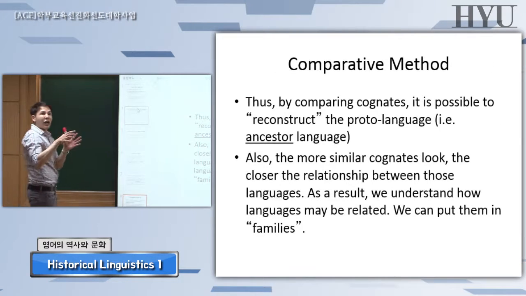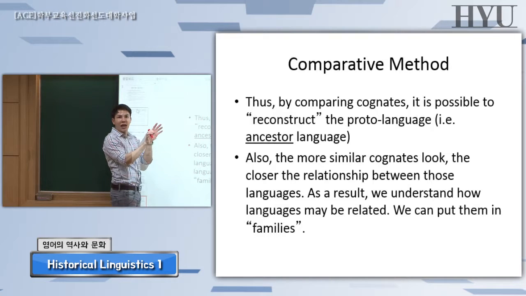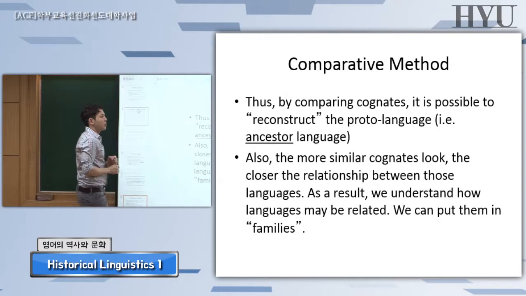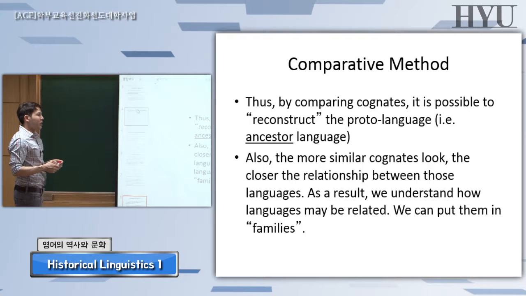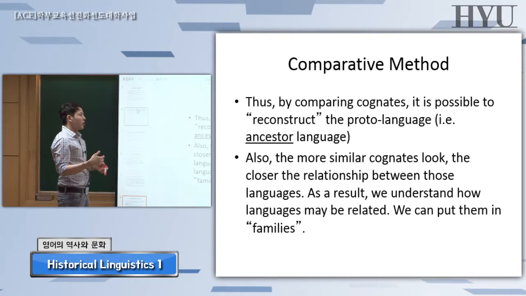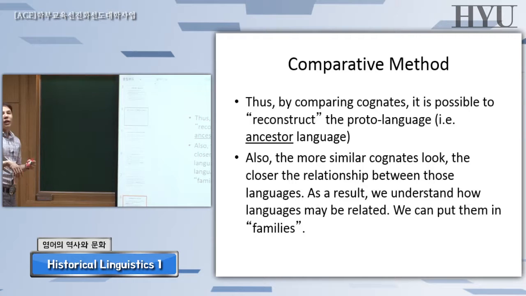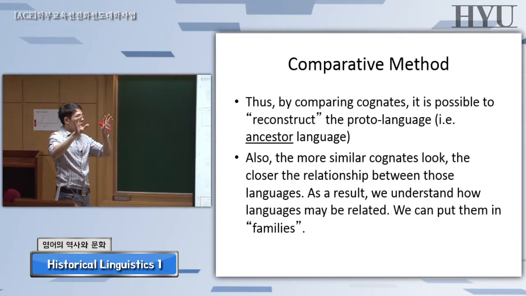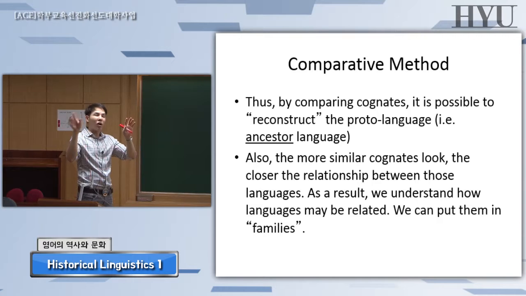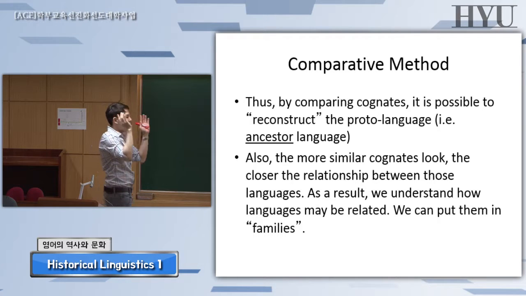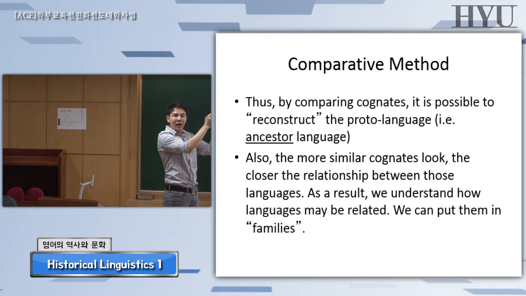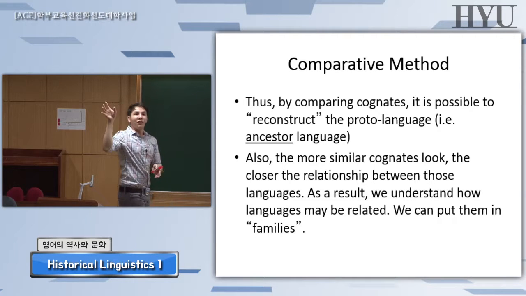By comparing cognates, by comparing words that look the same and mean the same thing, it's possible to what we call reconstruct the proto-language, which is the parent language, the ancestor language. And the more similar cognates look, the closer the relationship between those languages. By comparing how similar or different languages are, we can come up with families. Languages that look the same will be in the same family. Languages that look different will be in a different family.